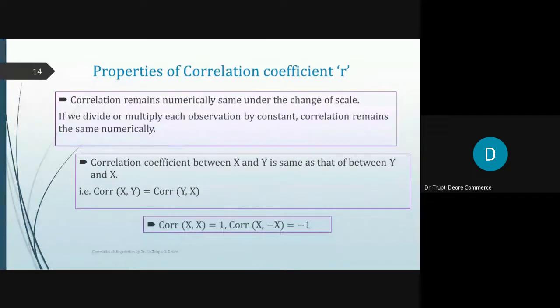And the last one is correlation of xx is always 1. It means the correlation between the same variable is 1. And if it is a correlation between x and minus x, the same variable but with a different sign, then correlation of x and minus x is equal to minus 1.